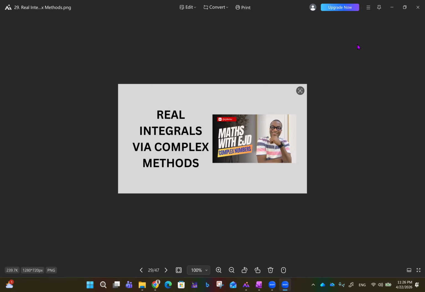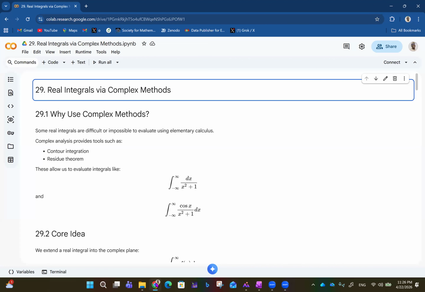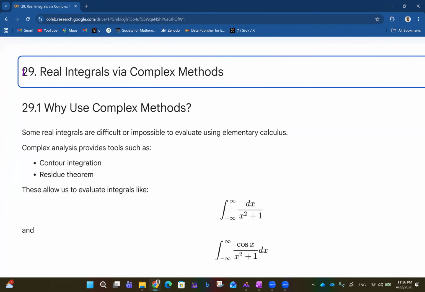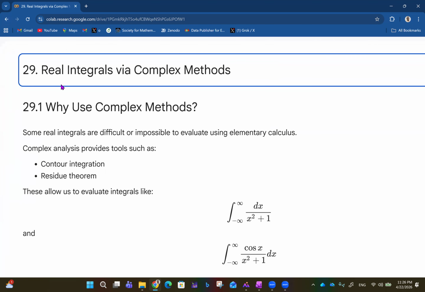Starting from this video, we'll begin to talk about applications of complex numbers. This particular one is about real integrals via complex methods. We already have a glimpse of that using the residue theorem. So the whole thing is like a continuum. So, talking about real integrals via complex methods, right?